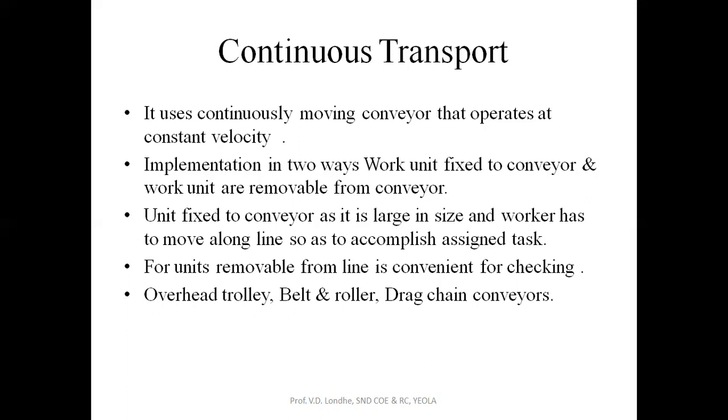In the second case, where the work unit can be removed from the system, the product units will be small and lightweight so that they can be removed from the conveyor system as per the requirement of the operation by the operator working on that line at each particular section or station. Here, the worker has the flexibility to deal with technical problems they may encounter at that particular work unit.